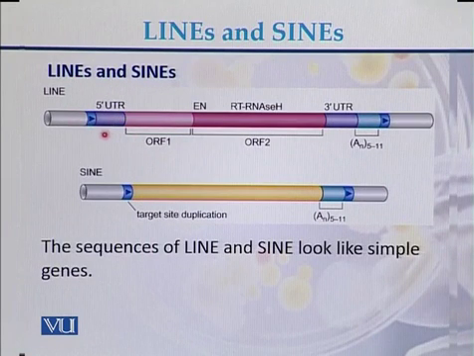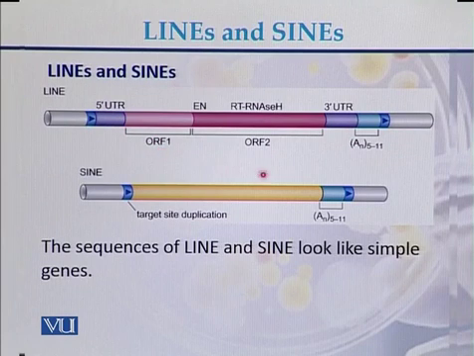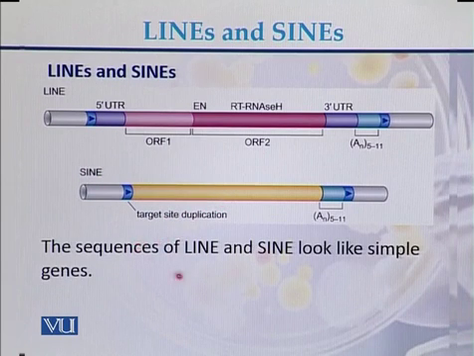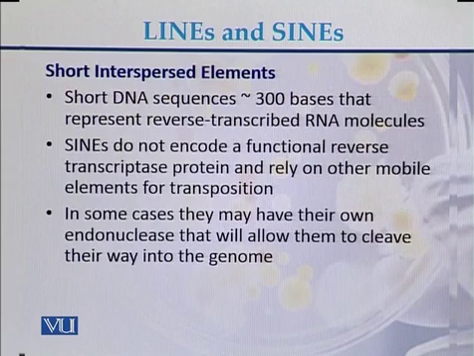In the case of LINEs, we can see here is a 5' UTR region, here is a 3' UTR region, and in the middle there are ORF1 and ORF2. On the other hand, SINEs, the short interspersed nuclear elements, have a middle portion for retrotransposition. The sequences of LINEs and SINEs look like simple genes. Short interspersed elements are approximately 300 base pairs in size and represent reverse transcribed RNA molecules.